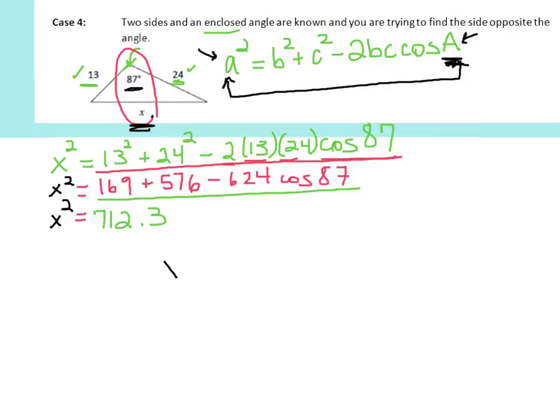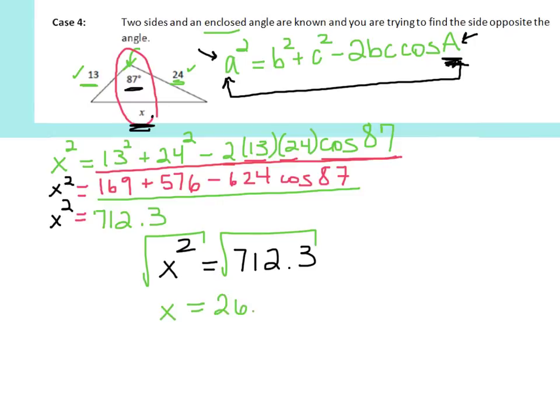So when I'm down to x squared equals 712.3, I need to take the square root of both sides. So x is going to equal, the square root of that is 26.7. And that makes much more sense as an answer. A side of 13, a side of 24, and a side of 26.7 could make a triangle.